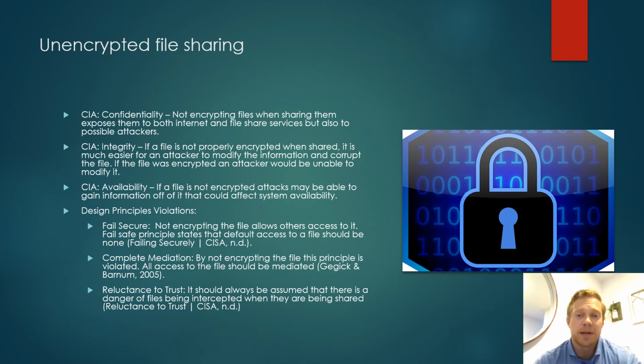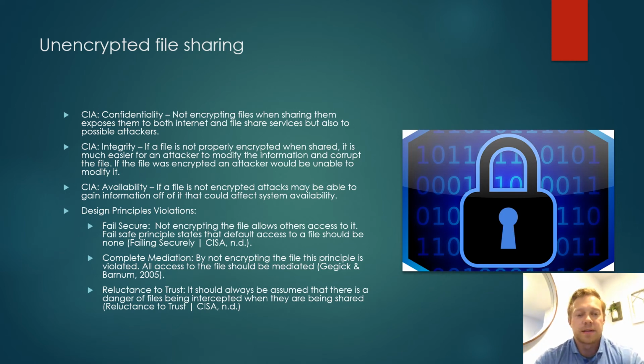The integrity can't be confirmed as easily either. If it's unencrypted, it could be modified where an encrypted file would not be able to be. Availability, if we're not using encryption, again, it could be a hack. They could take down those files. They also might be able to see what those files are and target them more easily and bring them offline if they wanted to. So what principles were violated when you did this?